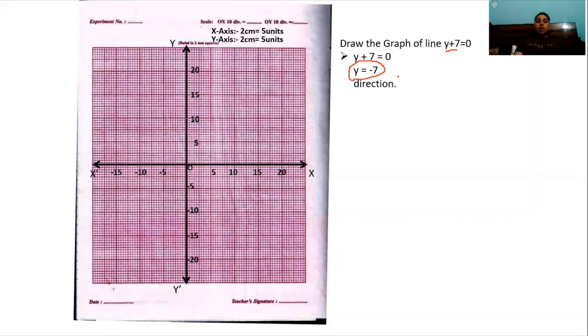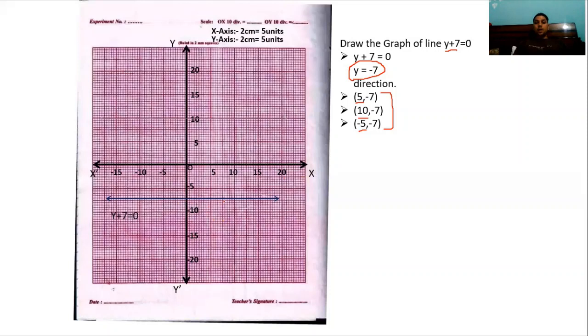Now, how will we proceed? It will be a straight line parallel to the x-axis and in the negative direction of the y-axis. Now, again we are taking different points. Again we are taking different values of x as 5, 10 and minus 5, but the value of y itself remains the same, that is minus 7, because we have to draw y is equal to minus 7.